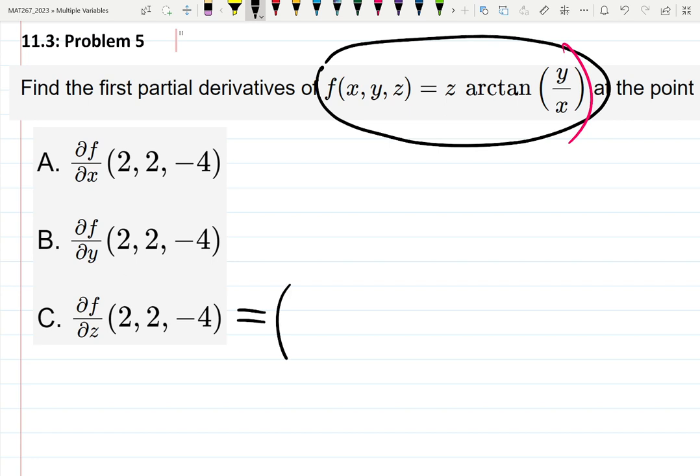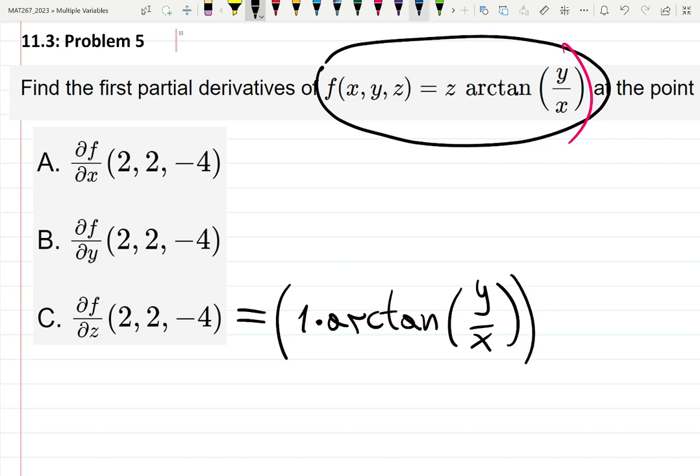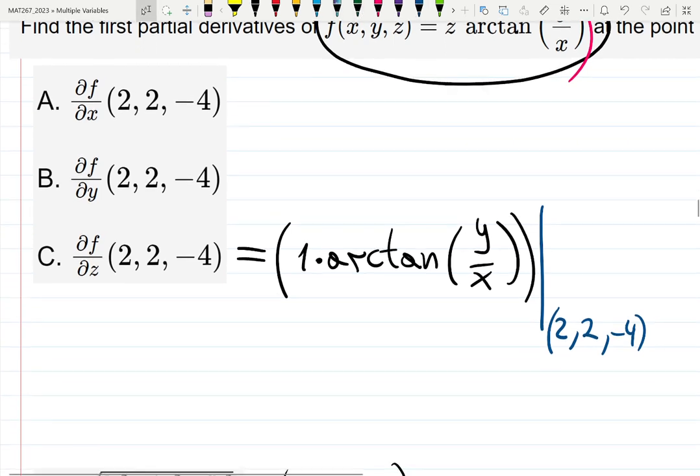z is a variable, arctangent of y over x is a constant. So it's just going to be 1 times arctangent of y over x. That's the answer. And then the notation is a bar with 2, 2, minus 4. Bar means at. And then you're a little bit confused. What the heck is going on? What is 2, 2, minus 4?